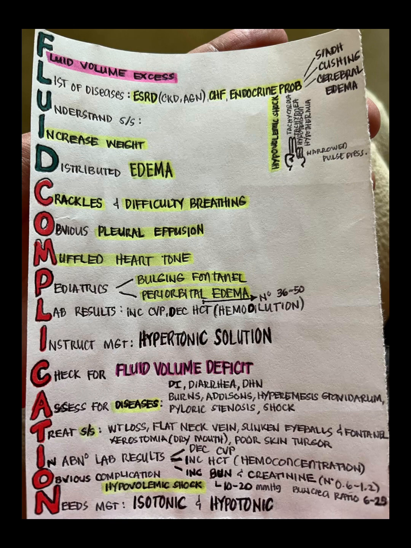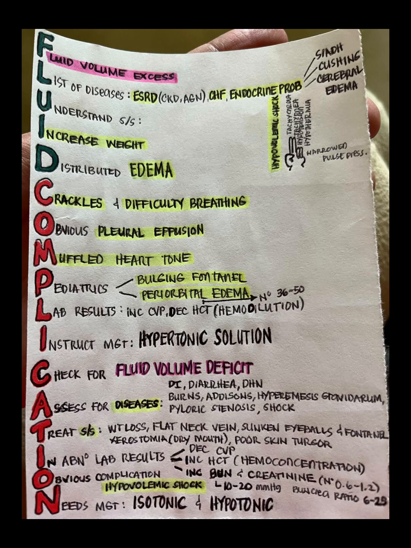So fluid volume excess, kapag sobrang fluid na sa katawan, that's what we call fluid volume excess. Diseases under fluid volume excess is ESRD, that's end-stage renal disease. That includes chronic kidney disease and AGN, acute glomerular nephritis. Nandyan din po si chronic heart failure. Nandyan din po si endocrine problems. Endocrine problems like SIADH, Cushing, cerebral edema, and that's it.